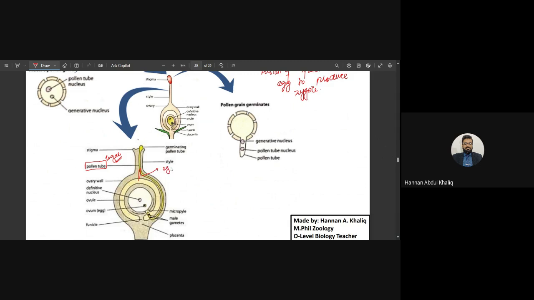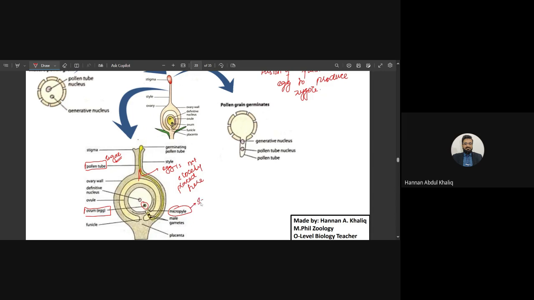Why? Because the egg is not closely placed here. The pollen tube would enter from the region where the egg is closely placed. So the pollen tube would take a bypass from here, and it would insert into the ovule through a part that is called the micropyle.